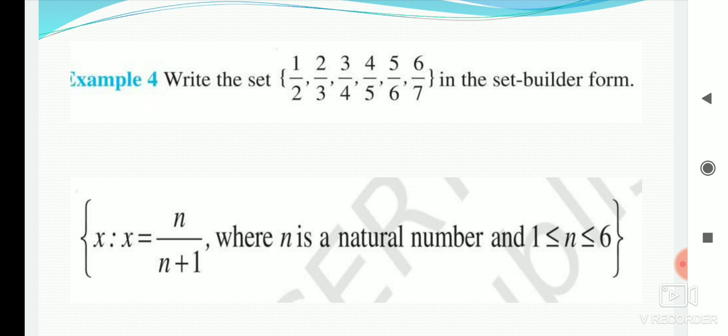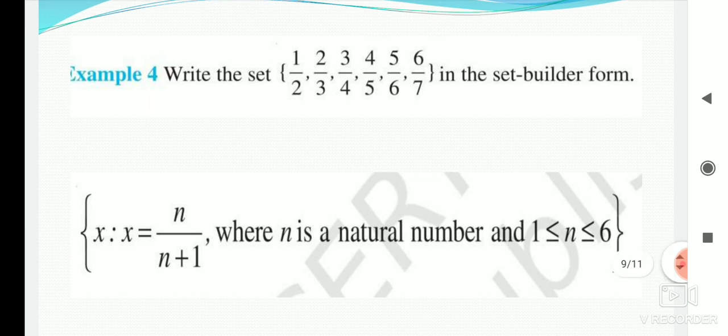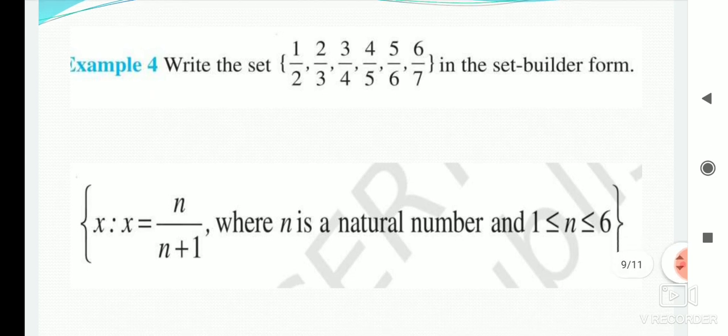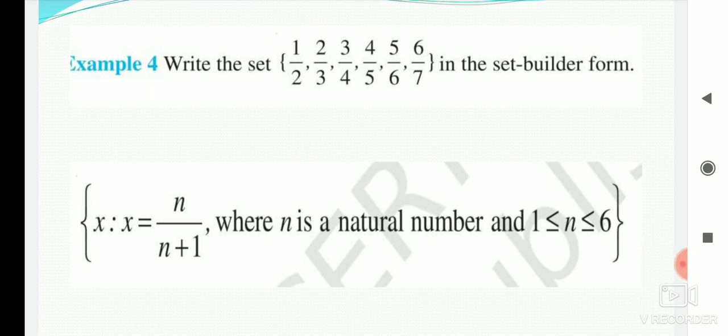Here fractions are given: 1 by 2, 2 by 3, 3 by 4, 4 by 5, 5 by 6, and 6 by 7. So you have to write these examples in set builder form. How are you going to write this? Set of all x such that x equal to n divided by n plus 1, where n is a natural number and 1 is less than or equal to n less than or equal to 6.